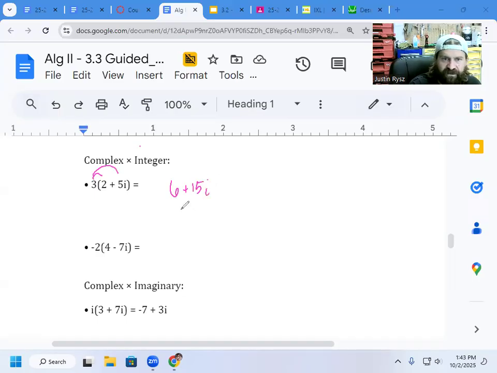So we still have a real and an imaginary part. Same thing if we distribute the negative: we get a -8, and now we get a plus 14i. Pretty simple, nothing to do there.